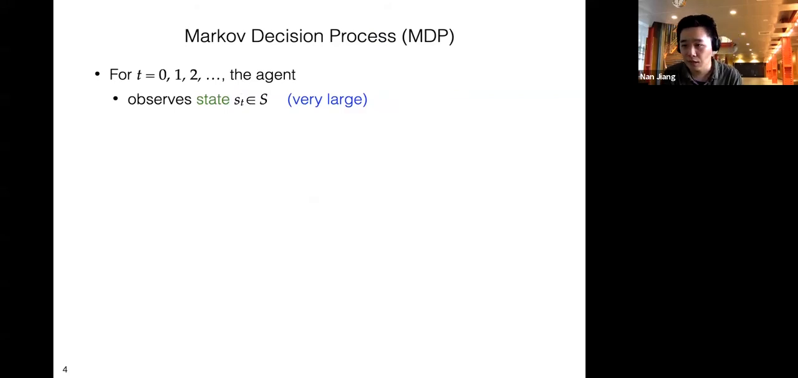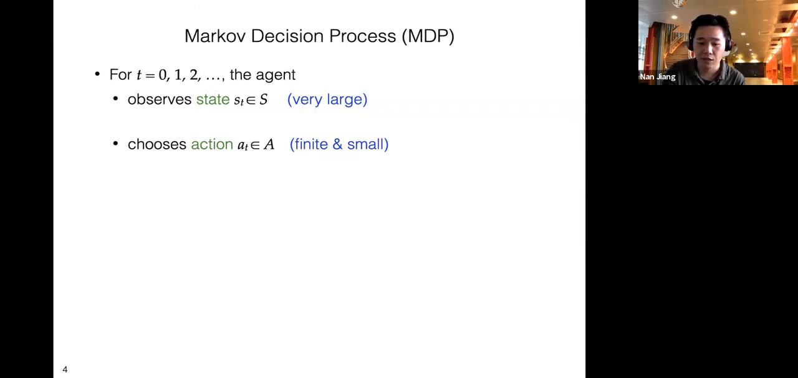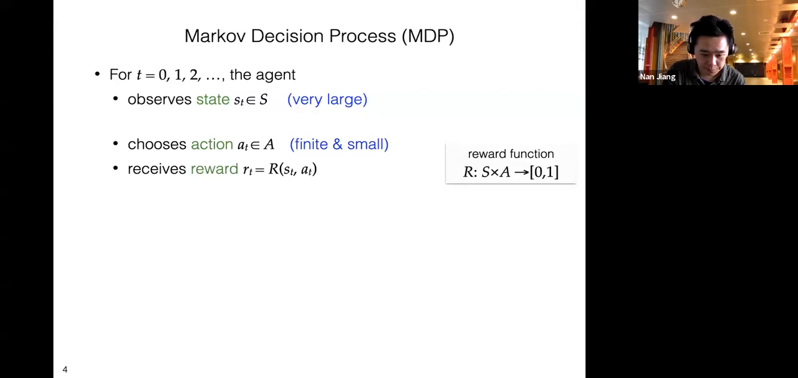As hopefully many of you are familiar with, we're going to use the standard Markov decision process formulation, where the agent interacts with the environment and observes a state at each time step, s_t. Here I'm assuming that the state space is very large, so that you don't want to pay any dependence on the size of the state space. And the agent will choose an action. For now, I'm going to assume that the action space is finite and small, but as we'll see, we don't necessarily need this.